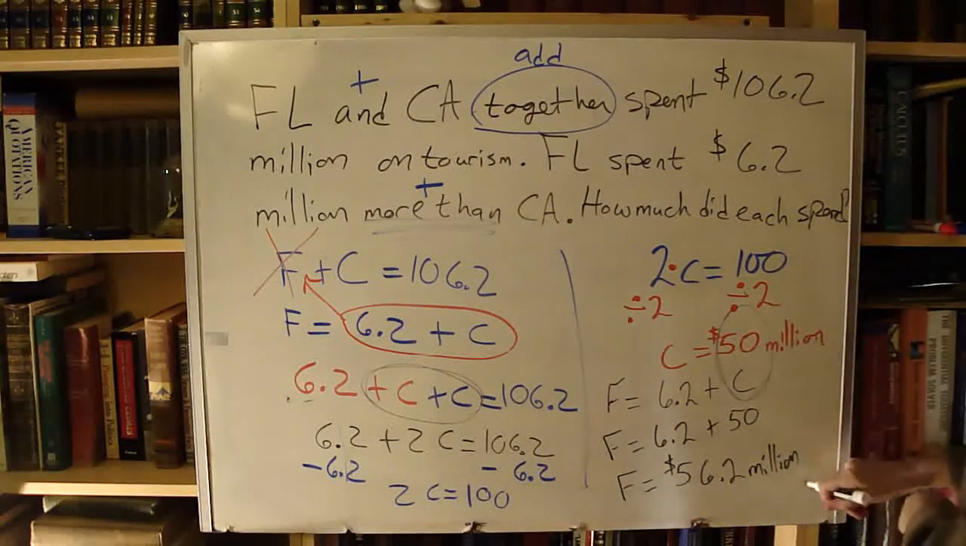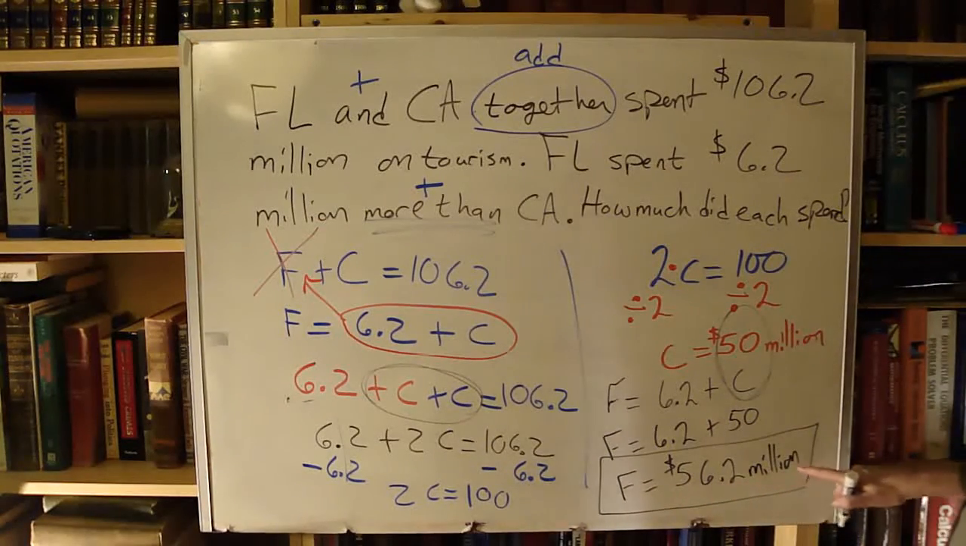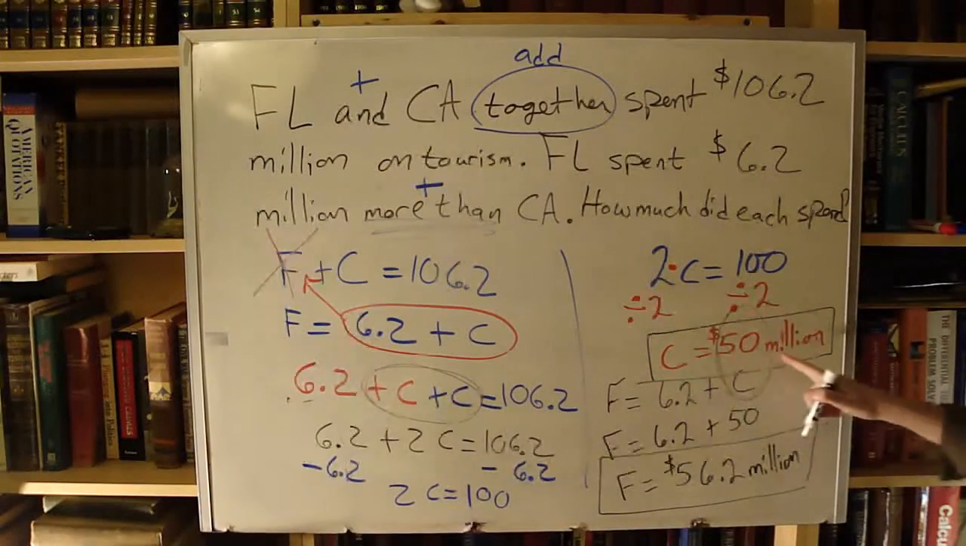So I have my two answers. Florida spent $56.2 million and California spent $50 million.